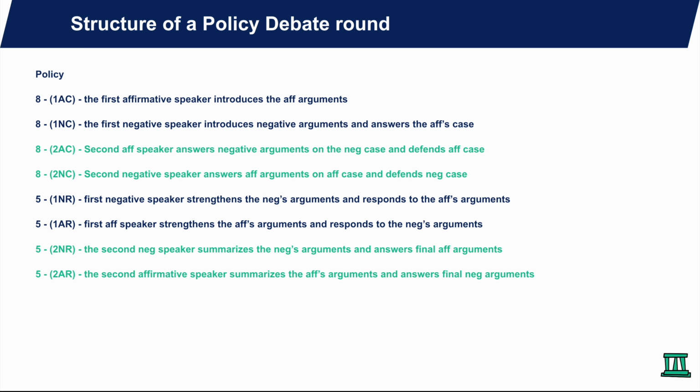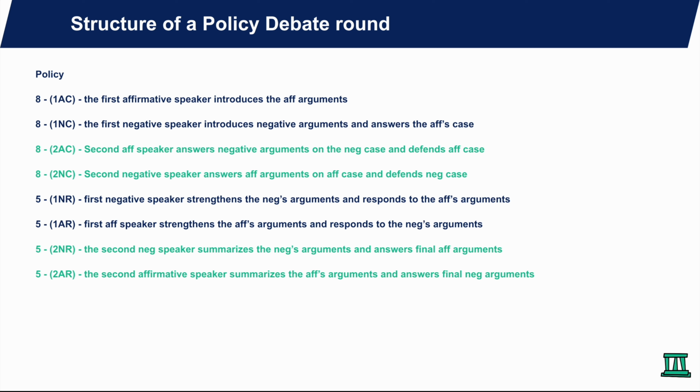So the first speech that occurs in a policy round is the 8-minute 1AC. In this speech, the first affirmative speaker introduces the affirmative arguments. After the 1AC, a 3-minute cross-ex occurs, in which the second negative speaker, also referred to as the person doing the 2NC, will ask the first affirmative speaker 3 minutes worth of questions about the affirmative arguments, as well as any possible concessions that the affirmative could be forced to make.